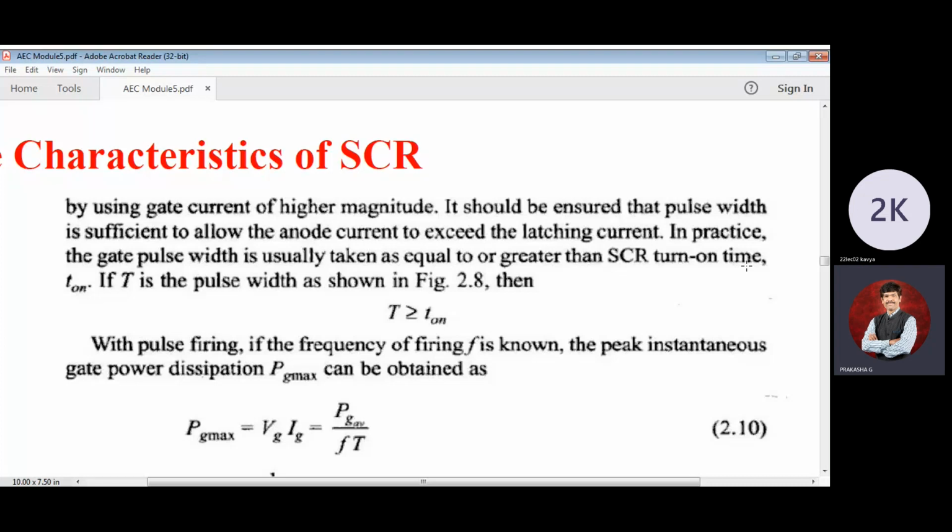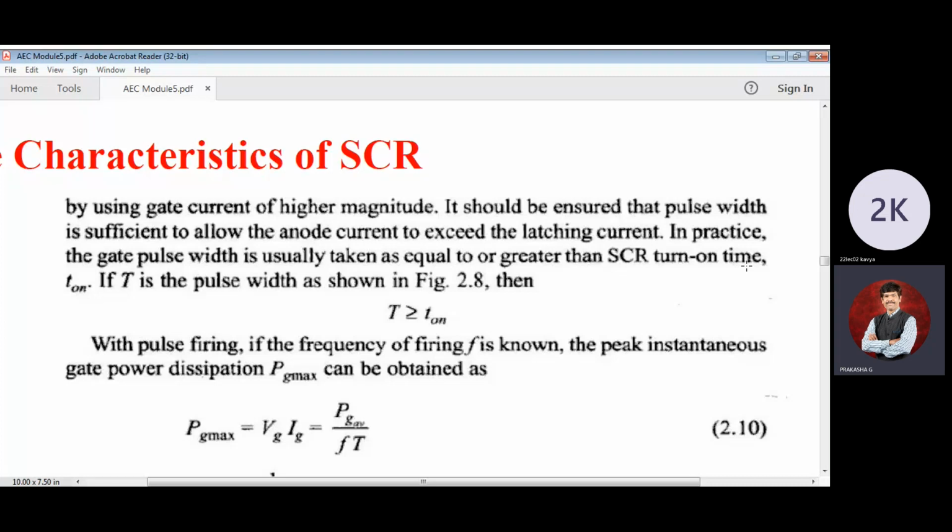When you know this, we can get the maximum power dissipated. IG maximum into VG maximum gives the maximum power which is dissipated. Then you need to calculate the average, the average power dissipated across the gate. We can call it P maximum, but since we are concentrating on the gate characteristics, we go for PG maximum.